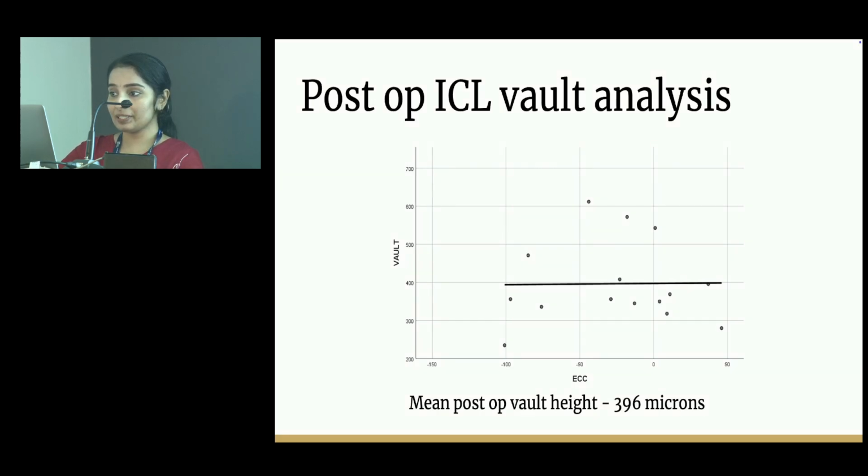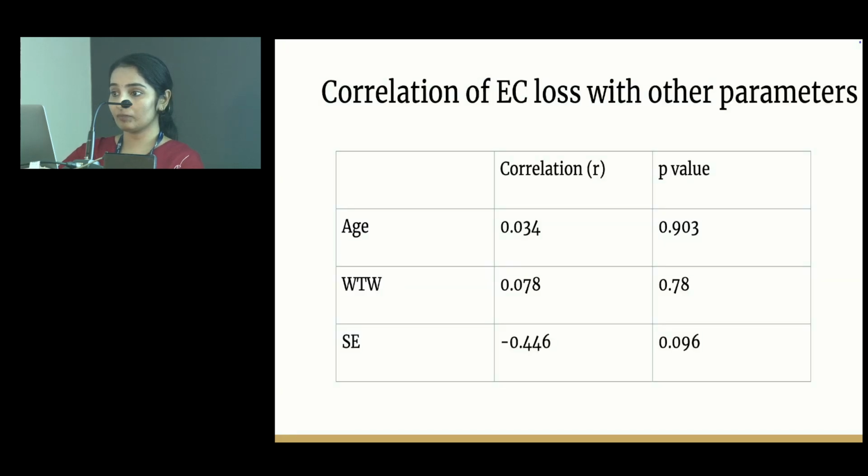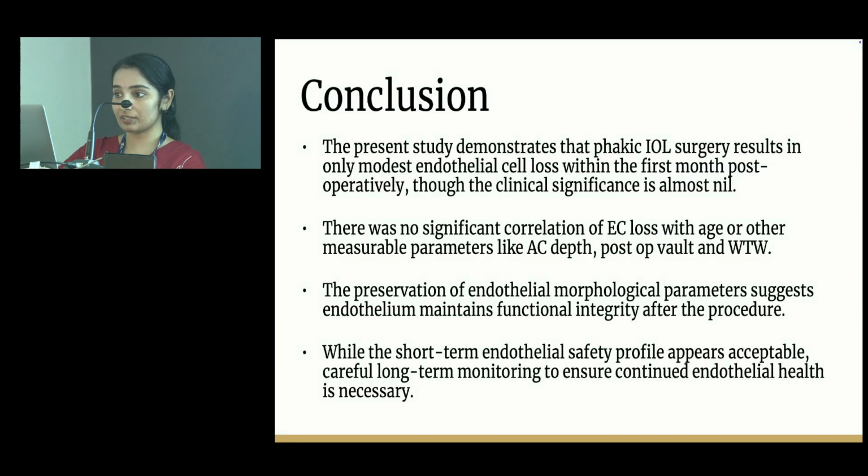Post-op vault measurements averaged 396 microns, indicating appropriate lens positioning with adequate clearance from the crystalline lens. All patients were in the normal range of vault height between 250 and 750 microns, and this subset has no significant correlation with endothelial cell loss. The correlation analysis between endothelial cell loss and parameters like age, white to white, spherical equivalent revealed non-significant associations.